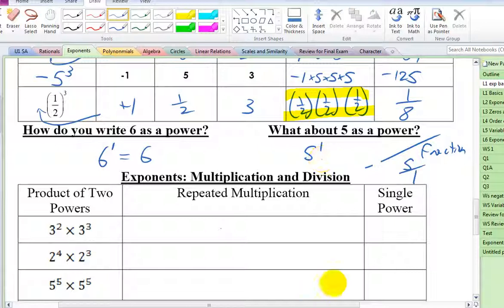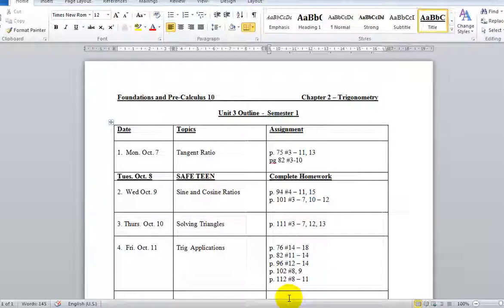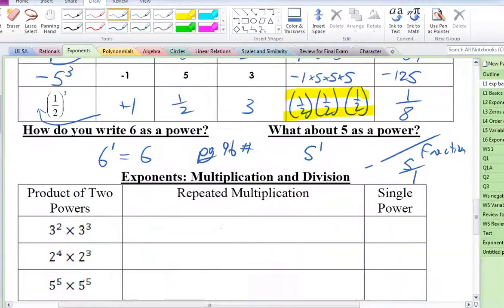Your homework today, it's not the second piece of paper. Your homework is page 96. Oops, that's not you. That's grade 10s. 121. We want to do the other homework, right?